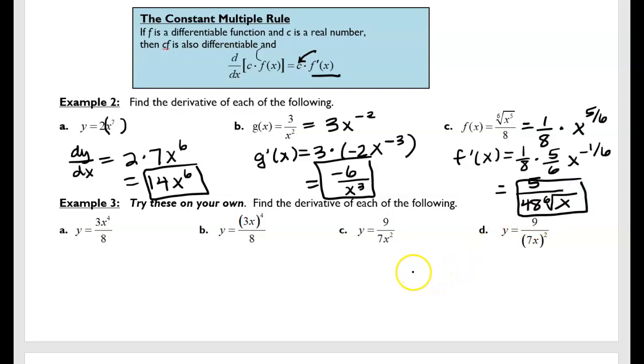All right, for example 3, I want you to try these on your own first. Pay attention to where there are some parentheses. So try them on your own, and then come back and see if you have the right answers.